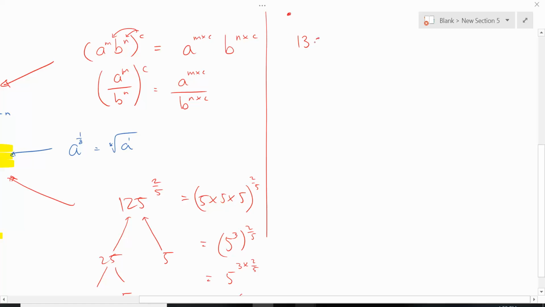13C. Almost there. 13C. What did we do in 13C? That was our last session, on our last week. Good. Transformations of exponentials, to the bx plus c plus d. Good. Let's do some examples to recap your memory.